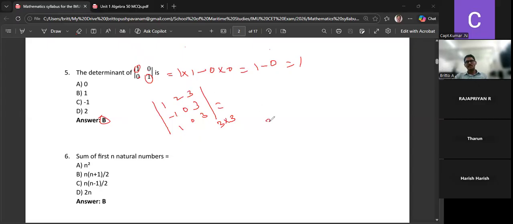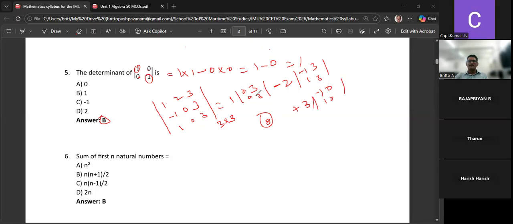But you know there are 8 properties of determinant, right? Just recall. If you are expanding by the first row, then you write 1 into the determinant of the remaining rows and columns, 0, 3, 0, 3. Then minus 2 into, omitting the corresponding column and row, we get minus 1, 3, 1, 3. Then plus 3 into, omitting the corresponding column and row, we get minus 1, 0, 1, 0.